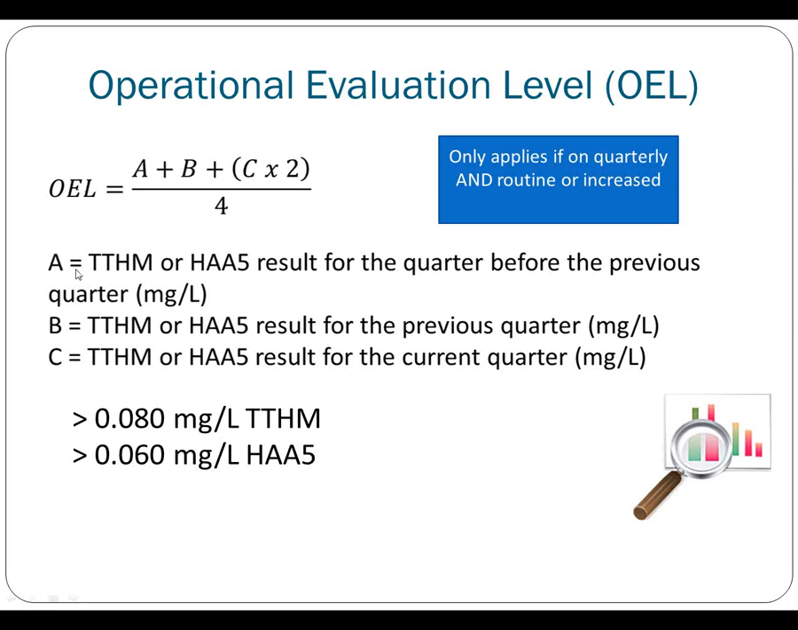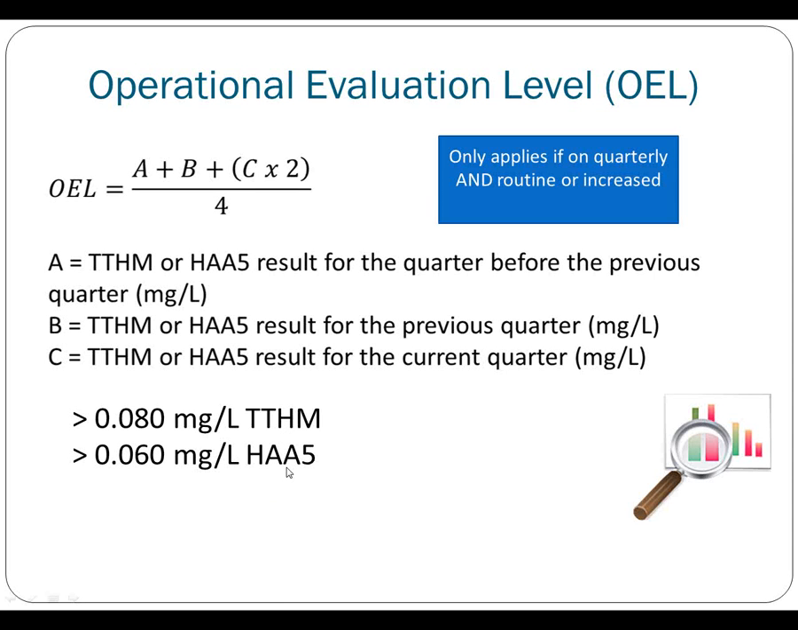So it first takes the TTHM results from 2 quarters ago, puts that in as A, then takes the TTHM result for the previous quarter, puts that in as B, takes the TTHM result from the current quarter, puts it in as C, multiplies by 2, then adds all of this together, divides by 4. Then compares the result with the MCL. If it's greater than 80 micrograms per liter of TTHM, then it will trigger a comprehensive review of the operations.